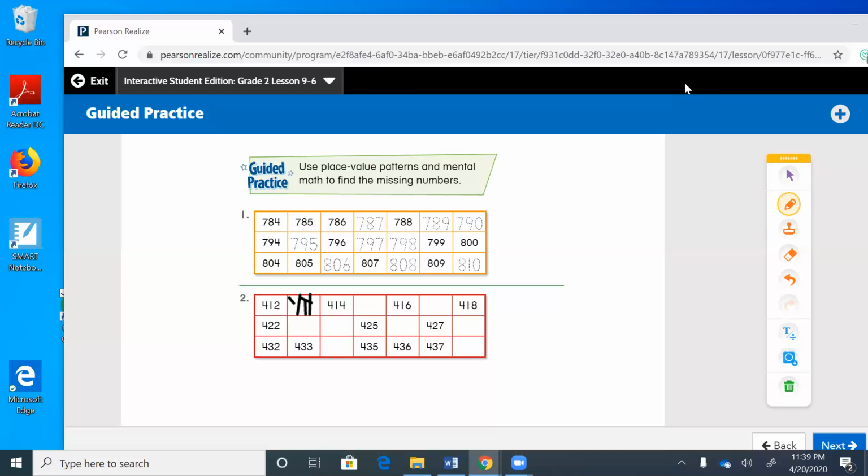Again, we're going to count by ones going across. 432, 433, 434, 435, 436, 437, 438. All right, so far our solve and share we did by tens, and for guided practice, we did by ones.